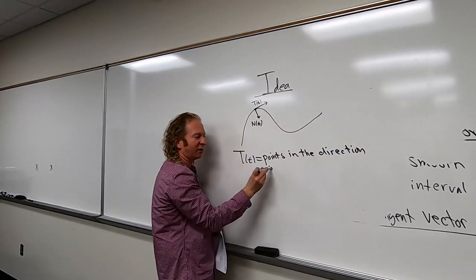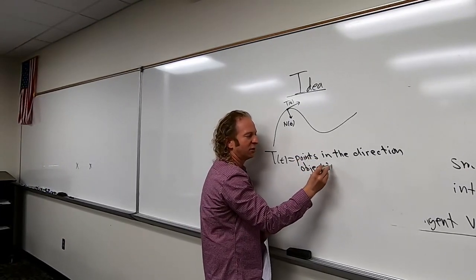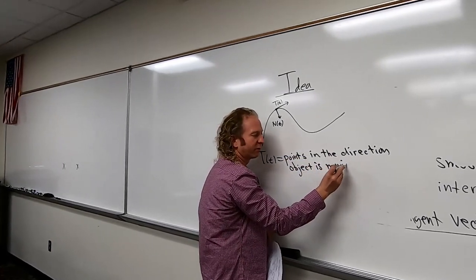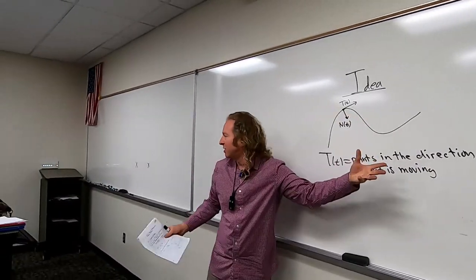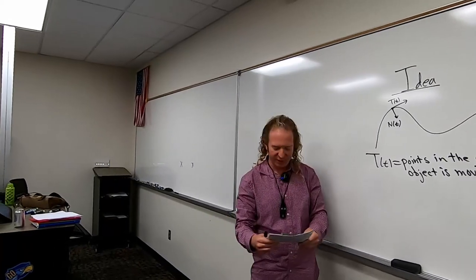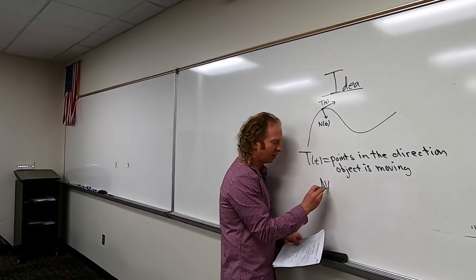The tangent vector points in the direction the object is moving. So it always points in the direction the object is moving. It's a velocity vector, right? It's a normalized velocity vector.